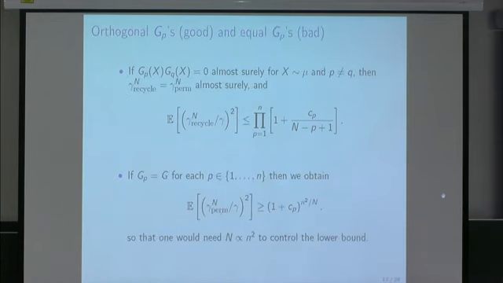There are some other scenarios you can look at. You can look at the orthogonal G's. This is the case where the product of GP and GQ of x is always going to be 0 as long as P is not equal to Q. Then you can recover the same kind of scaling, except that it's even better than that.